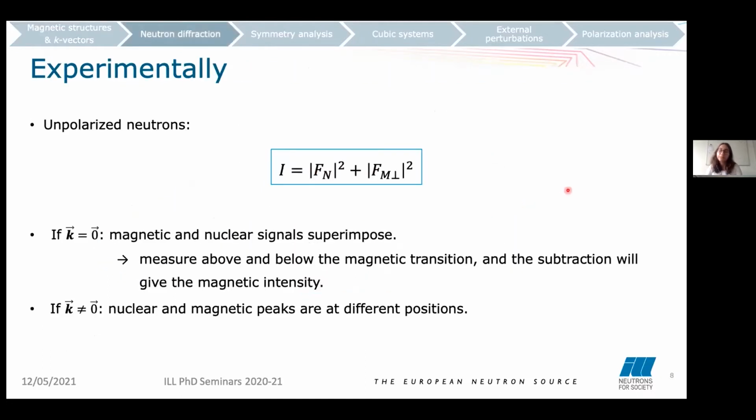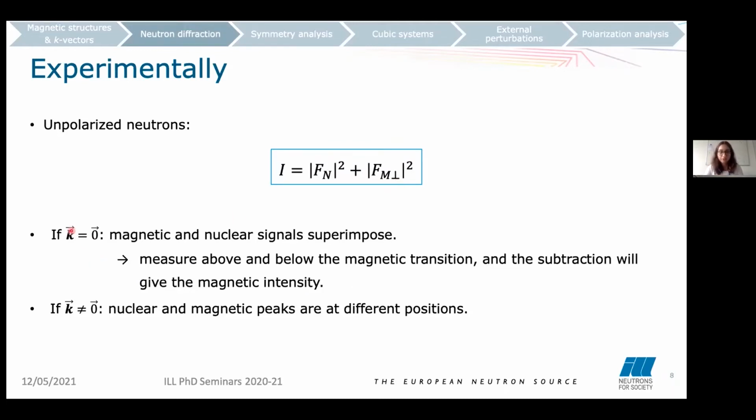Now, experimentally, in the case of unpolarized neutrons, when we collect a diffraction pattern, the intensity of the peaks that we see is the sum of the square of the structure factors of the nuclear contributions and the magnetic contributions. And here we have denoted M perpendicular because, as Niels explained earlier, we only see the component of magnetization perpendicular to the Q vector.